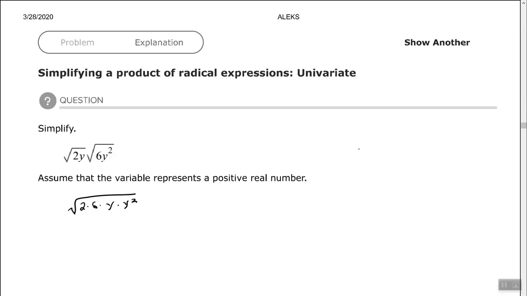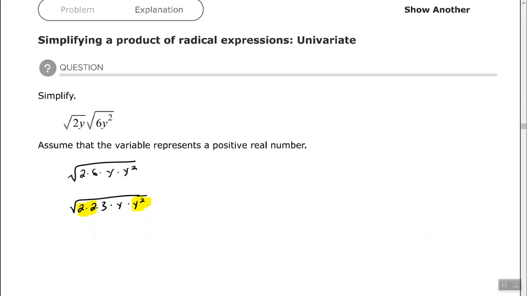And let's break down the 6. We know 6 breaks down to 2 times 3. So 2 times 2 times 3. And I'm not going to put these together because I want to be able to simplify. And I see that I have an even exponent here with that y squared. So if I put those together, I would have to take them back apart to simplify that. So I can simplify the 2 times 2 and the y squared because those are perfect squares.